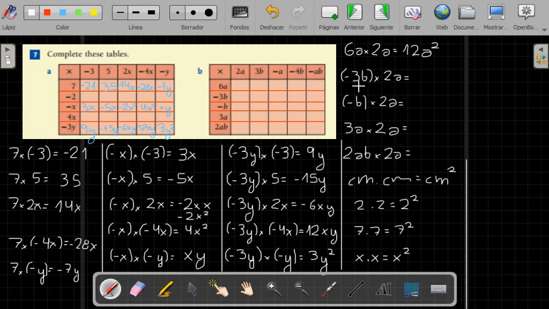Negative multiplied by positive, it's going to be negative. 3 times 2 is 6, and b times a, it's ab. Don't forget, you can write minus 6ba, it's okay, but it looks better minus 6ab ordered alphabetically.